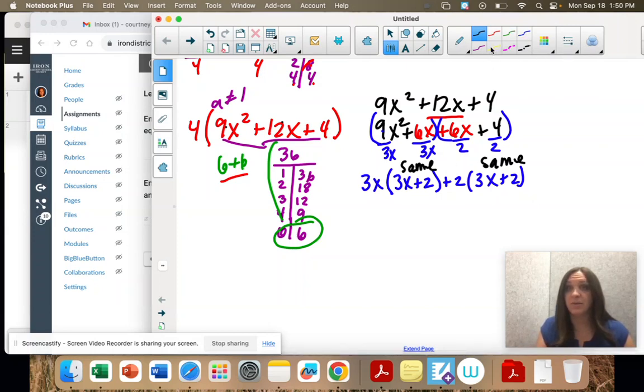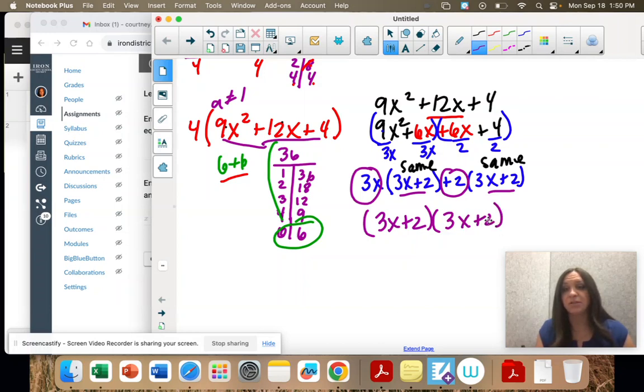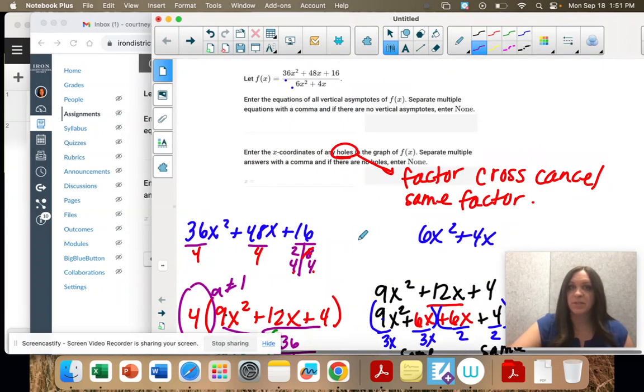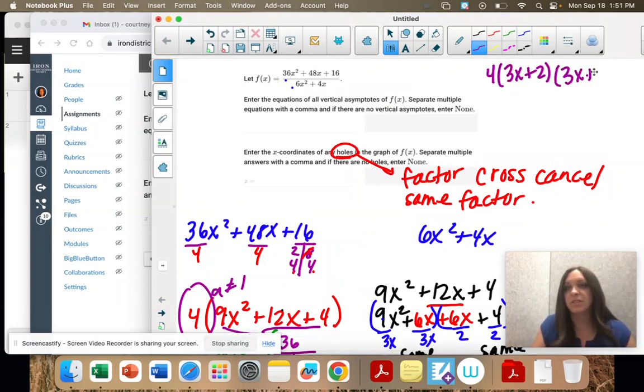There's a lot of the same on this one, actually. Our first factor is 3x plus 2. And our second factor is this one that's the same, which also happens to be 3x plus 2. And then we still have this 4 on the outside. So there's our factored form. The top is now 4, 3x plus 2, 3x plus 2.